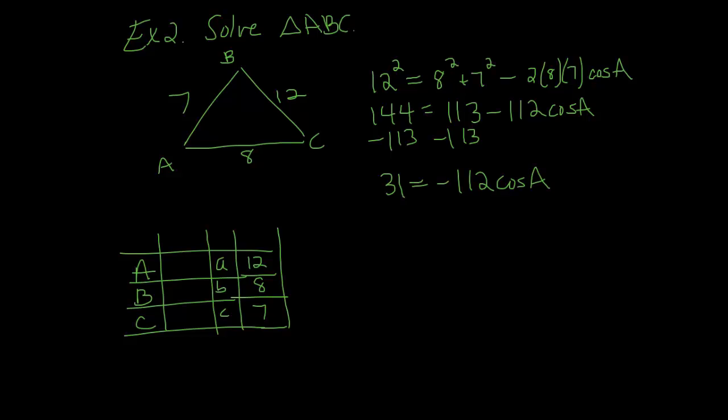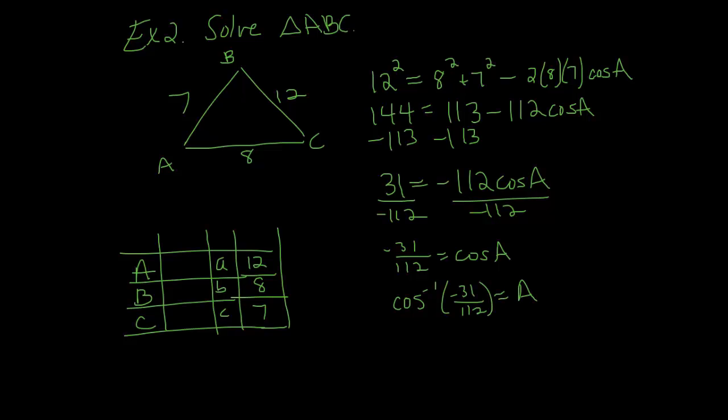Wonderful, so now let's divide by negative 112. And it's time to take the cos inverse of our negative 31 over 112, and that will give us angle A. And I got angle A to be 106.068 degrees. Alright, so we definitely have an angle for A.